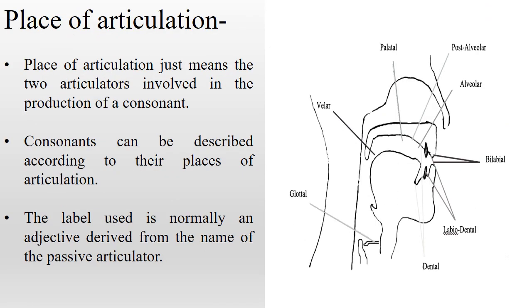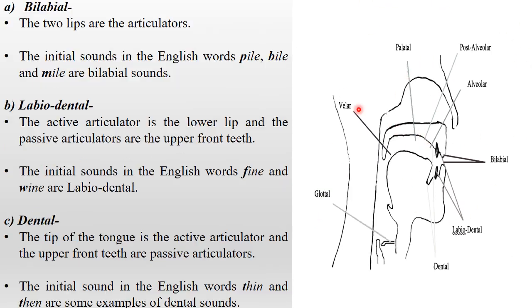Let's move on to the place of articulation. The place of articulation just means the two articulators involved in the production of a consonant. Consonants can be described according to their places of articulation. The label is normally used as an adjective derived from the name of the passive articulator. Here in this diagram you can see various names which are given as per the place of articulation. So let us see this in detail.